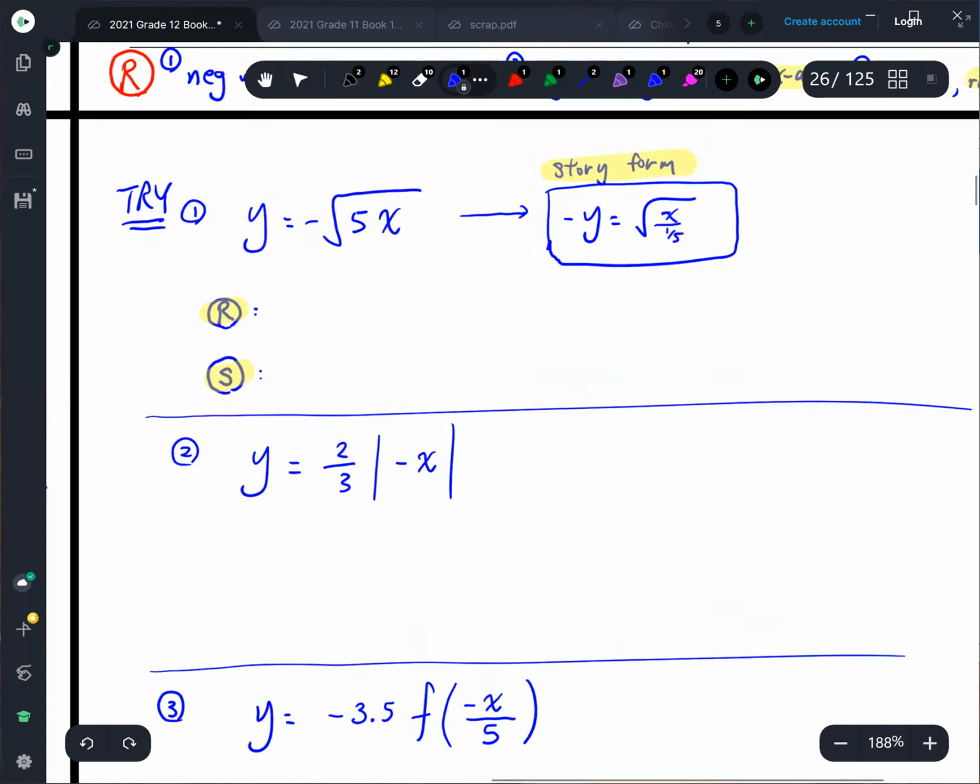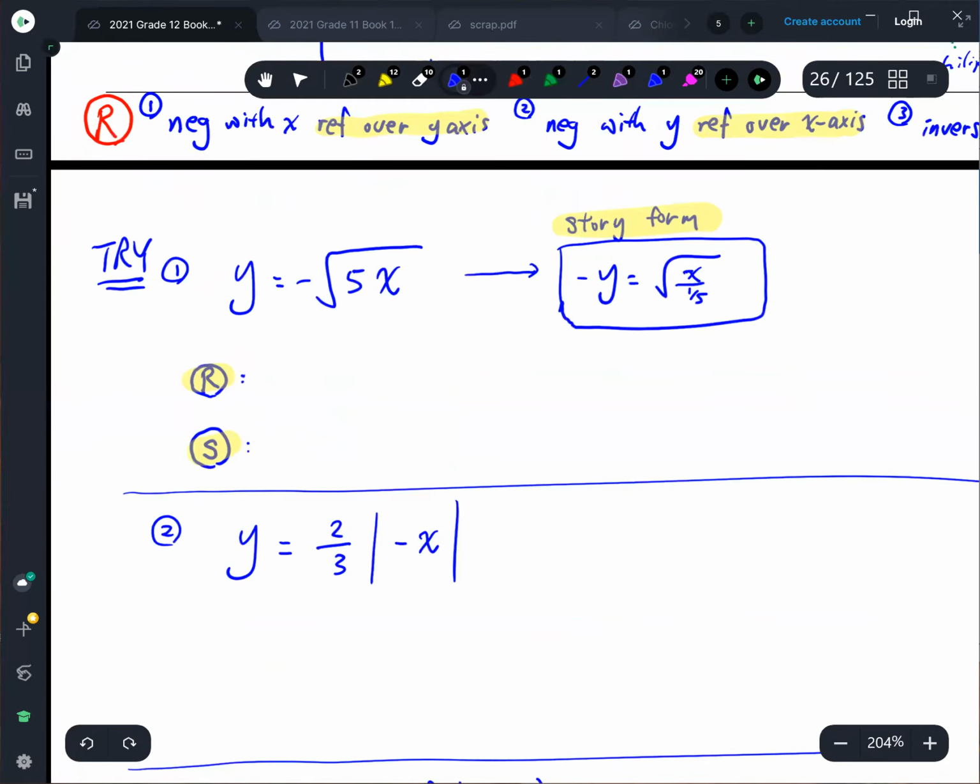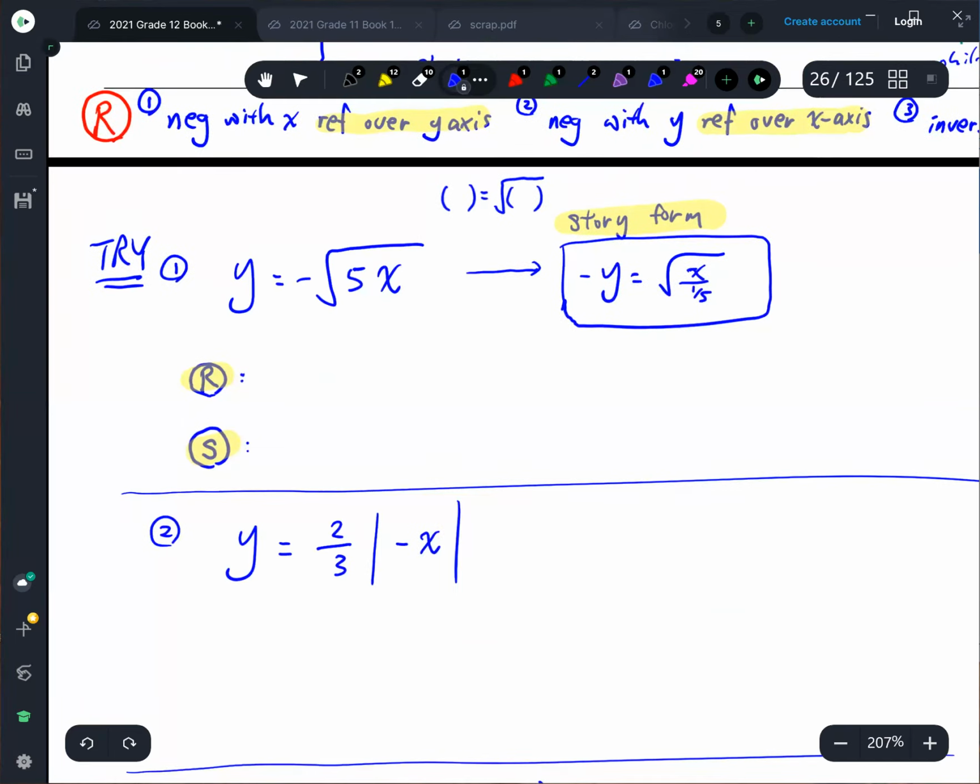Okay, so this question has to do with the radical function, right? So you must keep it in radical form. You cannot square both sides to get rid of the radical, because then you change the question. The question tells you we have a radical function. So the y part has a negative, the x part has a 1/5. Now we need to describe the reflection.